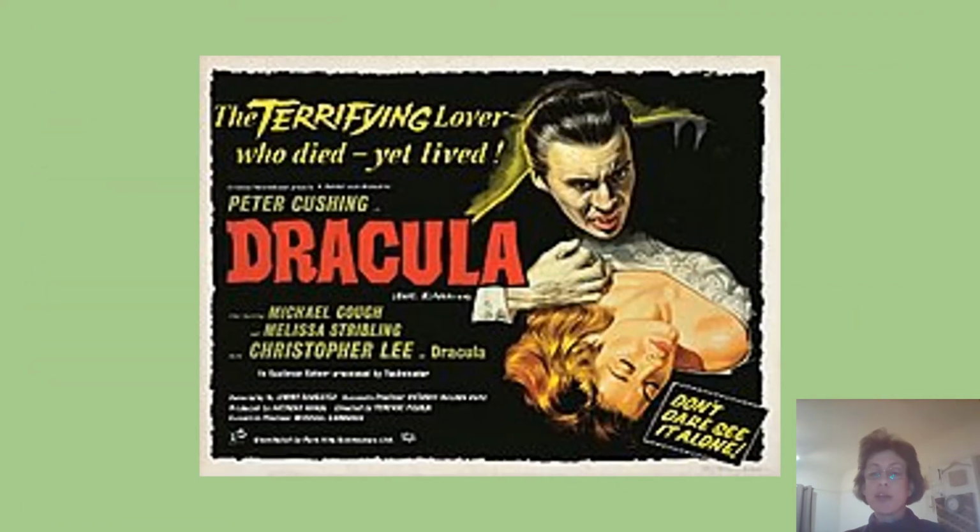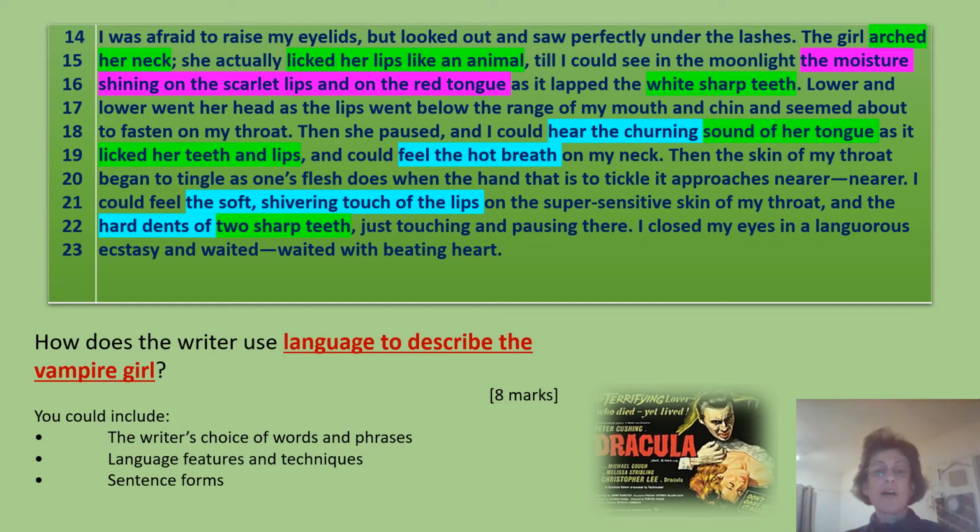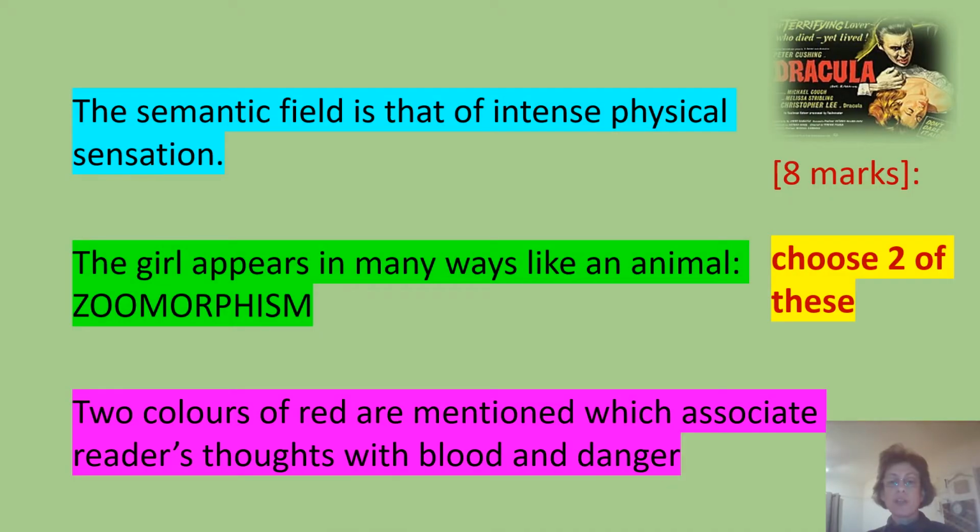We then moved on to Dracula and we looked at this passage again and the highlights, which show 3 different topics which you can address in Question 2, which in this case is how does the writer use language to describe the vampire girl? So I picked out 3 different topics within the passage. These 3 topics were the semantic field as that of intense physical sensation, the girl appears in many ways like an animal, and the one the students dealt with today was 2 colours of red are mentioned which associate the reader's thoughts with blood and danger.